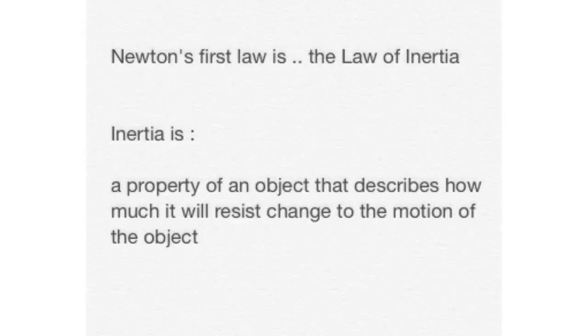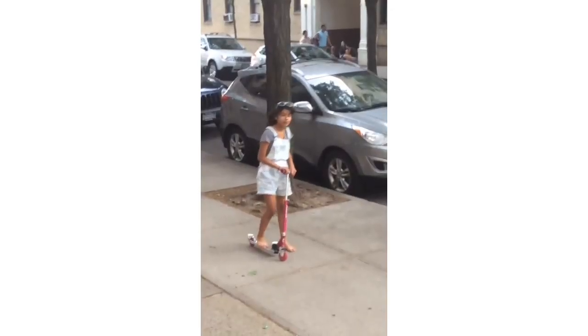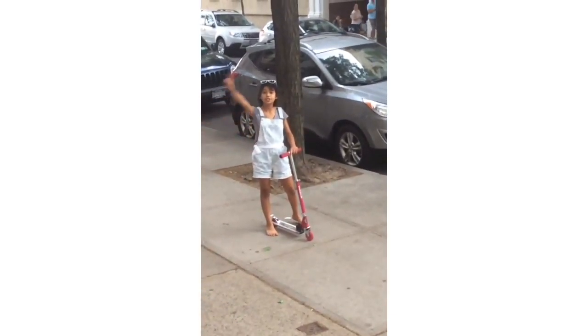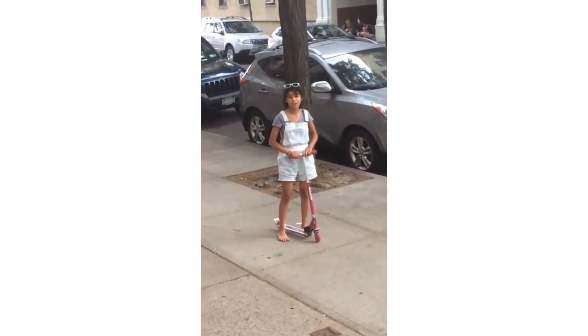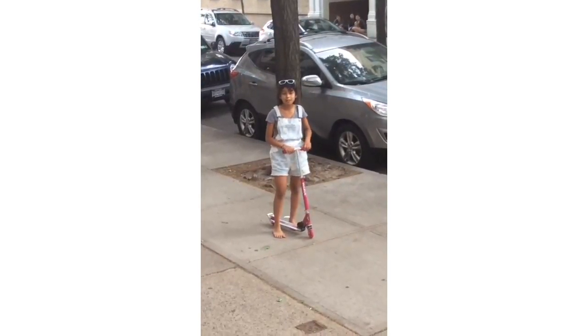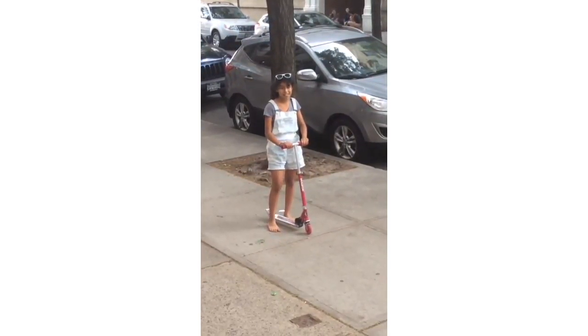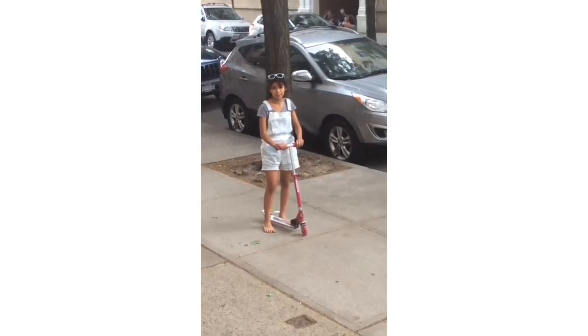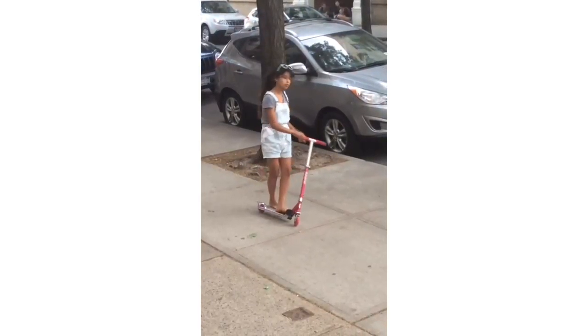Newton's first law is the law of inertia. Inertia is a property of an object that describes how much it will resist change to the motion of the object. The law of inertia means that an object at rest tends to stay at rest, and an object in motion tends to stay in motion unless acted on by an unbalanced force.